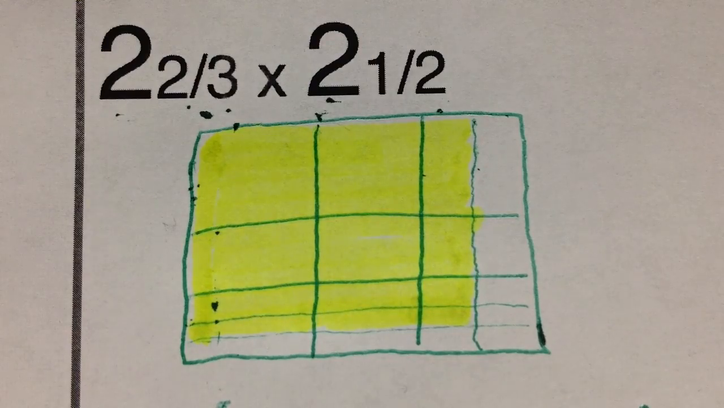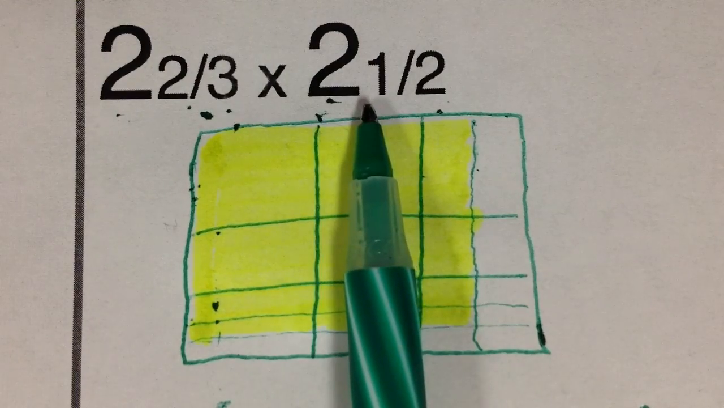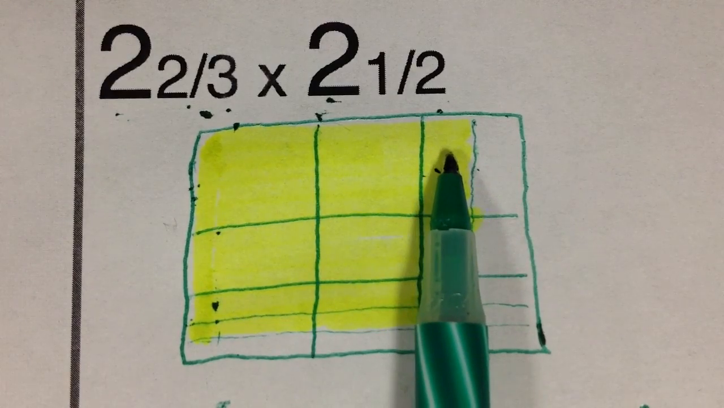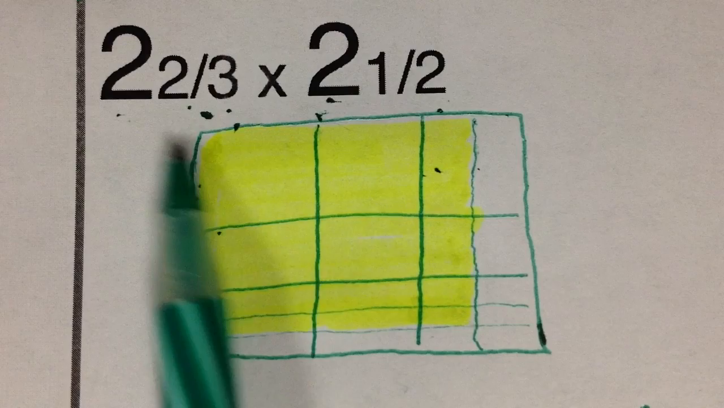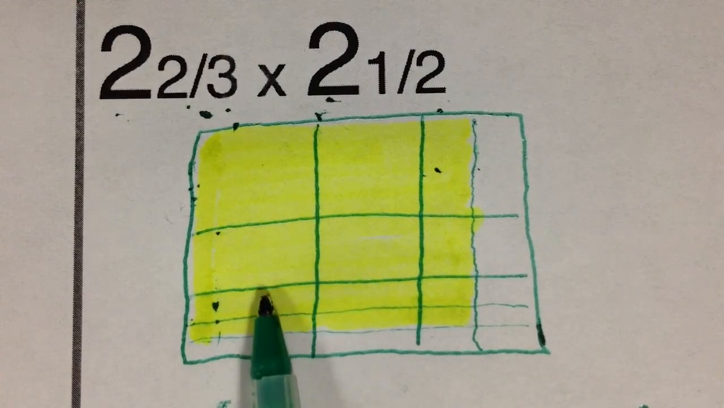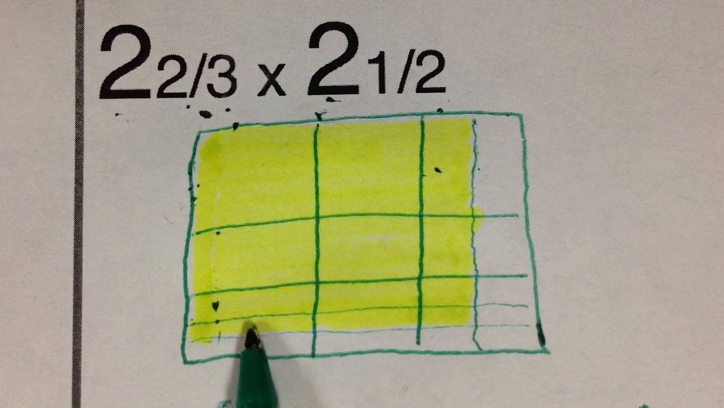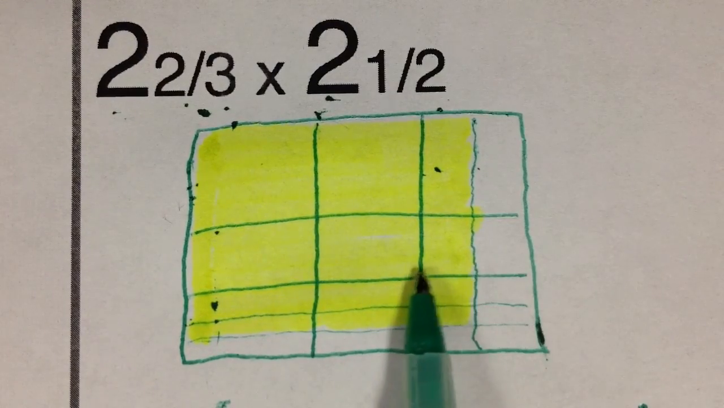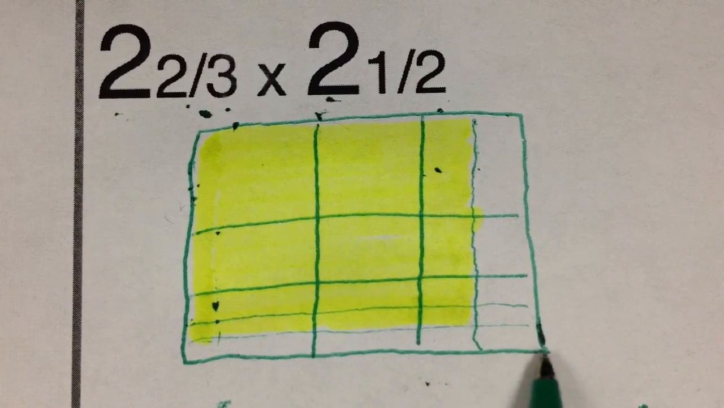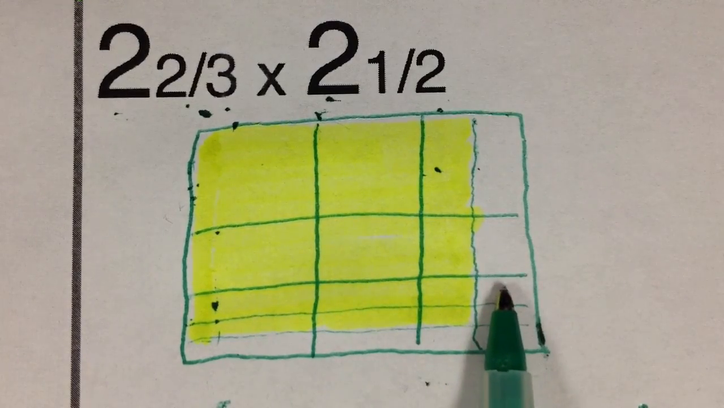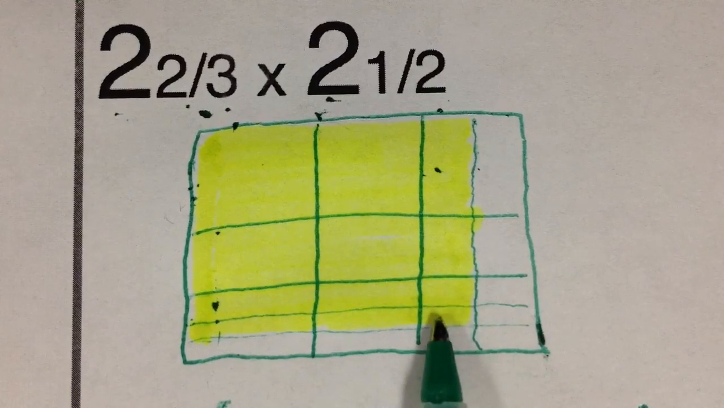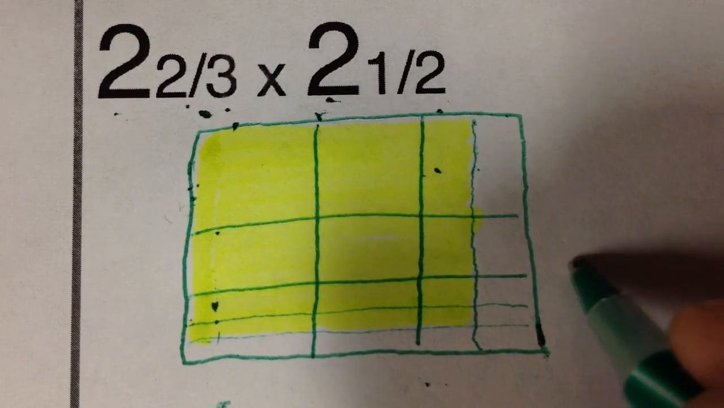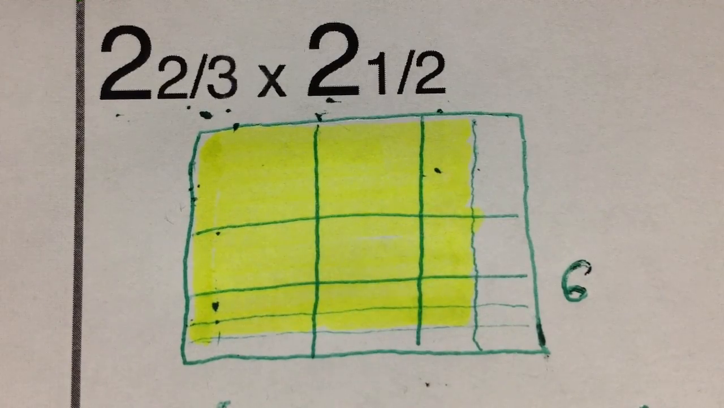I just want to review real quick, okay? 2 1/2 is shown with 1, 2 wholes, and then this half of a whole right here. And 2 2/3 is shown with 1, 2 wholes, and then 1/3 there and 2/3 there. Now, I look at this bottom right hand space. That's going to help me figure out what my denominator is. This space is divided into 1, 2, 3, 4, 5, 6 equal pieces. I'm going to go ahead and write that down as my denominator.